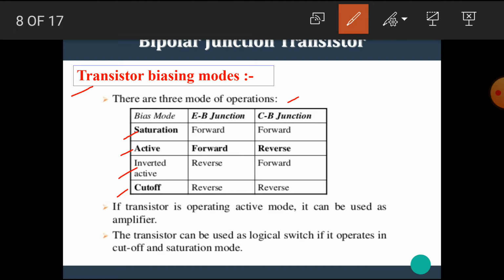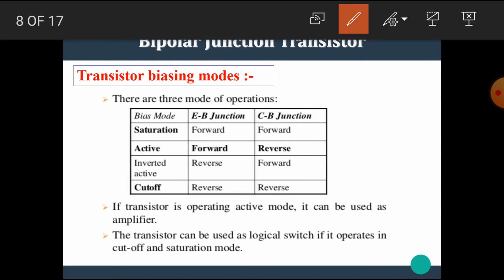In saturation mode, the emitter base junction is forward biased and the collector base junction is also forward biased. In active region, the emitter base junction is forward biased while the collector base junction is reverse biased. In inverted active mode, the emitter base junction is reverse biased and the collector base junction is forward biased. In cutoff region, the emitter base junction and the collector base junction are both reverse biased.